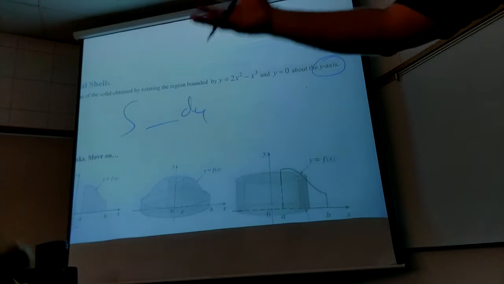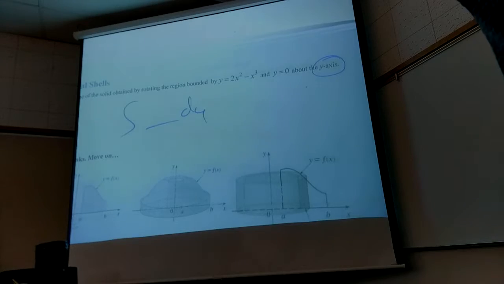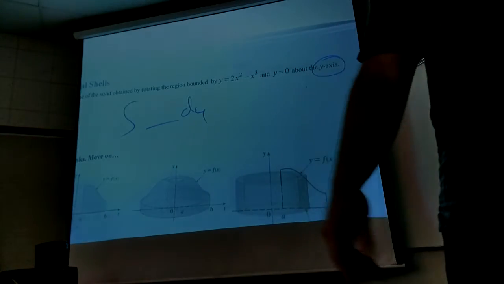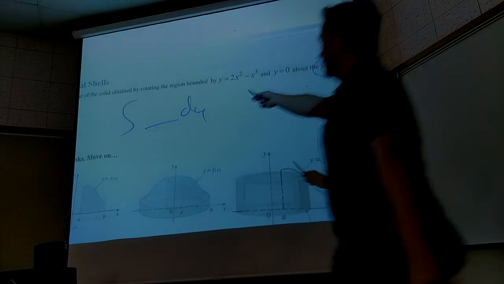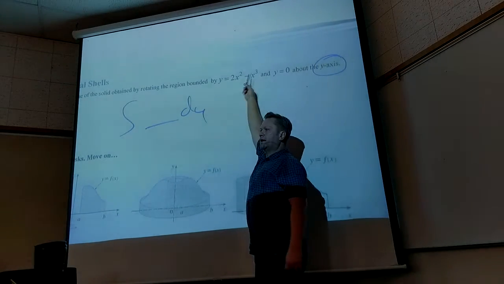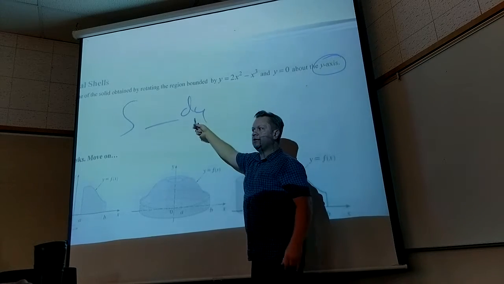Do you remember what I said about this shell method? If disks are dy, shells will be dx. Do you see how that... Okay, if I have another method that allows me to be dx, wouldn't that be better? Because I got a function I can't solve for x. So I need a method that allows there to be a dx here.